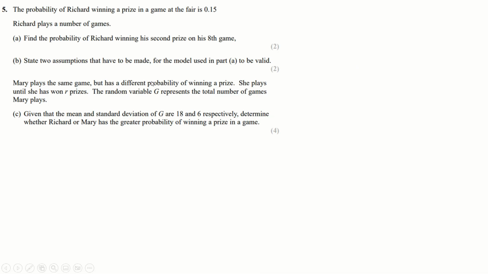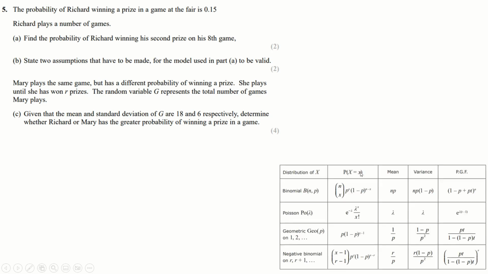So the probability of Richard winning a prize in a game is this. He plays a number of games. Find the probability he wins the second prize on the 8th game. Now, what that requires, I'll use this table in a second, is for him to win 1 prize in his first 7 games, and then definitely win the prize on his 8th.